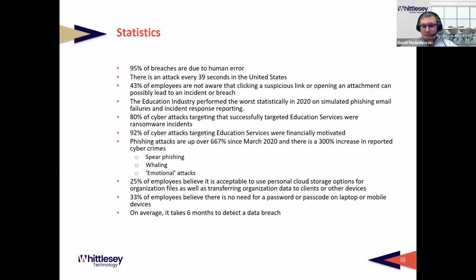A lot of statistics on this page. I won't go through them all, but basically they cover that most breaches are due to human error, phishing email, or some other type of preventable security incident. It wasn't an explicit technical flaw. It required a human to not understand the risk that they were involved in when they were targeted by an attacker.